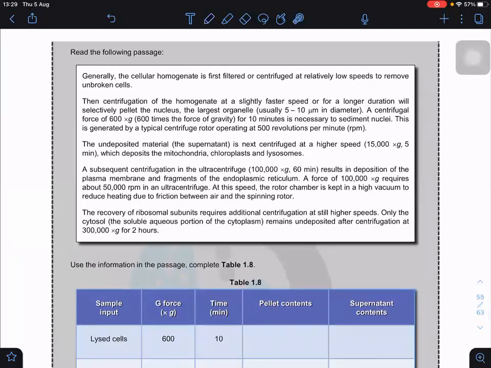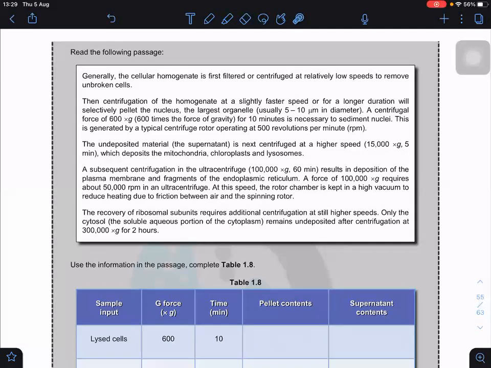Okay, so we look at the question here. Generally, the cellular homogenate is first filtered and centrifuged at relatively low speed to remove the unbroken cells. Then centrifugation of the homogenate at a higher speed for longer durations, the largest organelle, usually 5 to 10 micrometers in diameter, will be pelleted out. So the first pellet will be nucleus. Then we increase the speed to 600 G for 10 minutes. This roughly equates to 500 revolutions per minute.